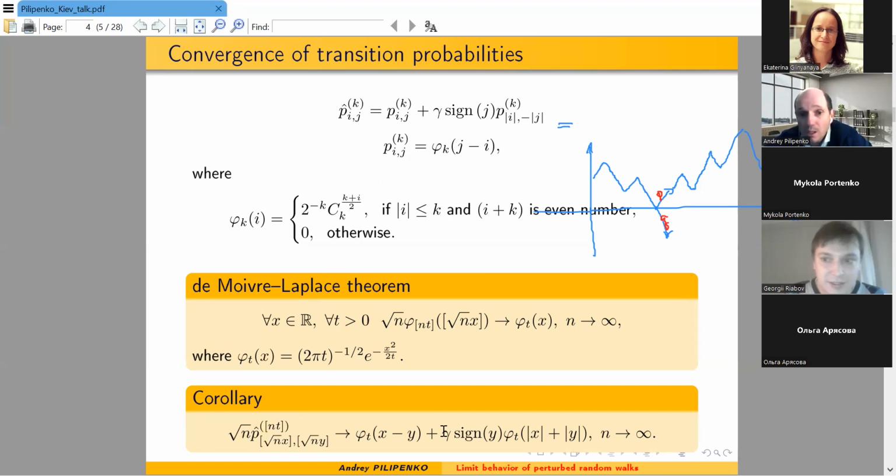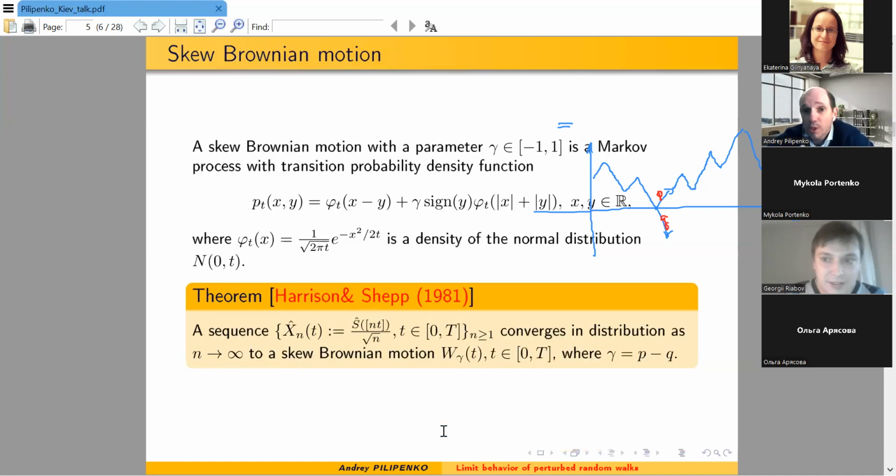And this family of densities satisfies the Chapman-Kolmogorov equation. The corresponding Markov process is called a skew Brownian motion with parameter gamma, where gamma is p minus q. And it can be shown that the properly scaled perturbed random walk converges in distribution to a skew Brownian motion with parameter gamma equals p minus q.